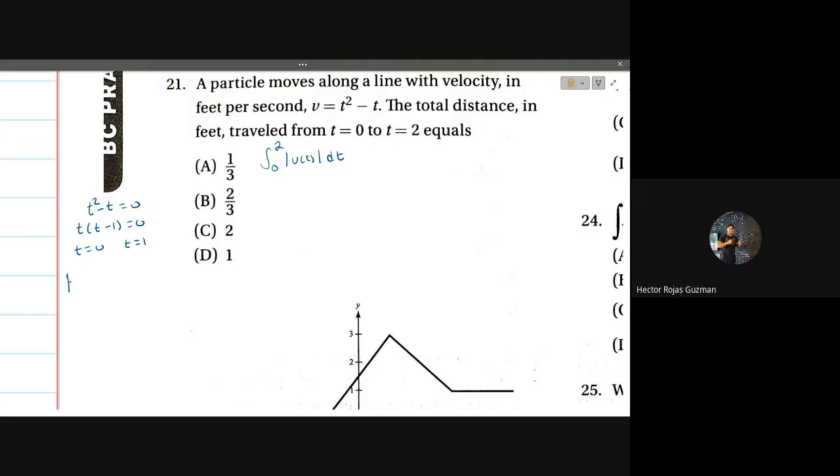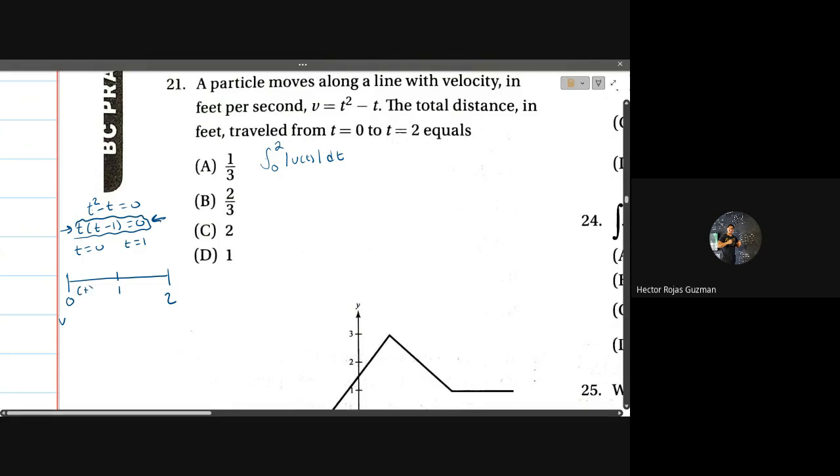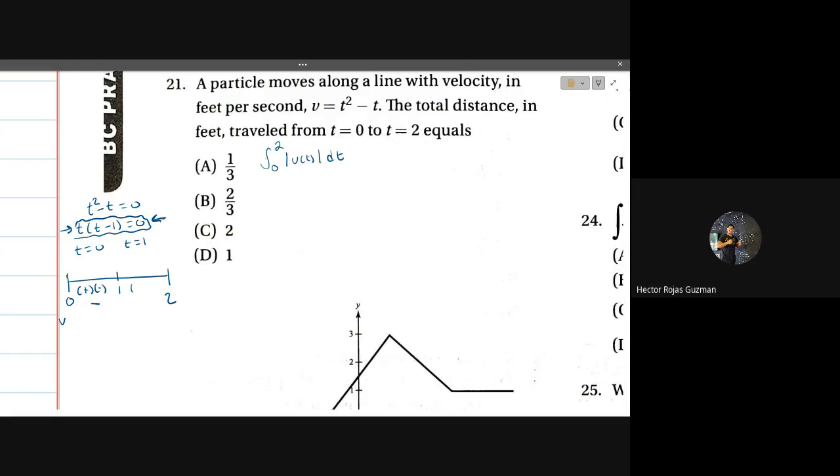Since we're doing the integral from 0 to 2, and my x-intercepts, aka my critical points, are 0 and 1, I put them on the number line. And I'm going to quickly see what happens with velocity here. If I plug in anything between 0 and 1, say 0.5, I'm going to get a positive times a negative, which is a negative. And if I plug in 1.5, I'll get a positive times a positive, which is a positive.